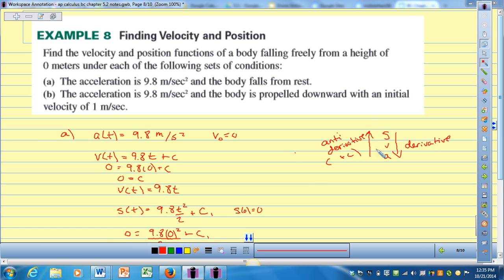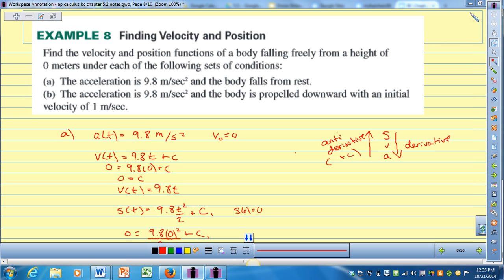Okay, for our last example, we have example 8 using this idea of an antiderivative. So we're asked to find the velocity and position functions of a body falling freely from a height of 0 meters under each of the following set of conditions. In part A, they tell us the acceleration is 9.8 meters per second squared, and the body falls from rest, which tells me that its initial velocity is 0, and its acceleration function is 9.8 meters per second squared.